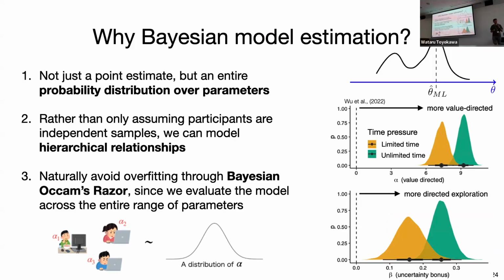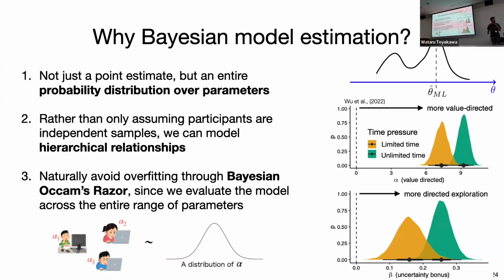I think the basic difference is that rather than the maximum likelihood approach, which gets you single point estimates of the parameters, here we get a probability distribution over the parameters, okay? So rather than assuming participants are independent samples, we can also model them hierarchically as a population. We can get some population-level estimates about what parameters exist in the world.